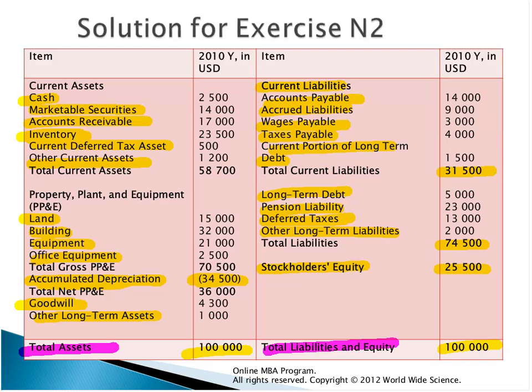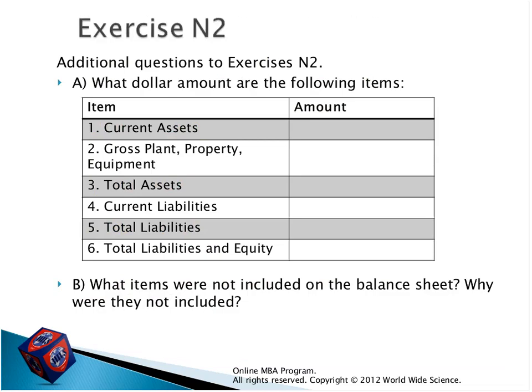Okay, let's move to the next one. We have an additional question for the balance sheet. Part A: what dollar amounts are the four items? You must fill up these tables to show me the total of the current assets, the gross plant property equipment, which is the fixed assets, then total assets, current liabilities, total liabilities, and the last one, total liabilities and equity. These are just amounts to get from the balance sheet table, right?